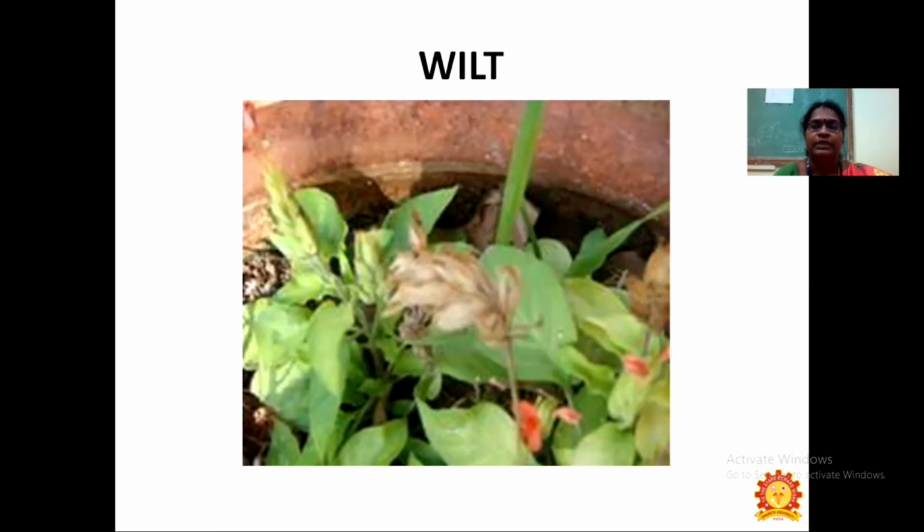So today we have seen the diseases of plantation crops and the diseases of field crops. In diseases of plantation crops, we have seen diseases of pepper, vine and vanilla. And in diseases of flower crops, we have seen diseases of rose, jasmine and chrysanthemum. So thank you.